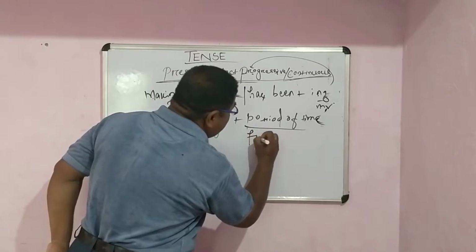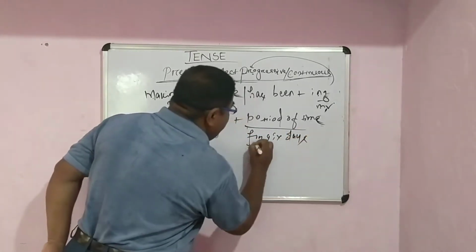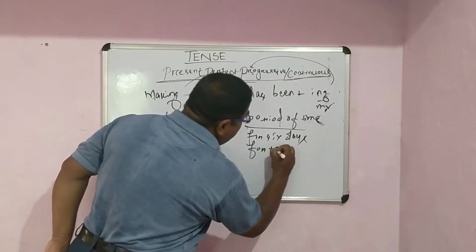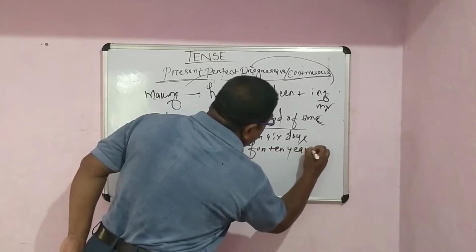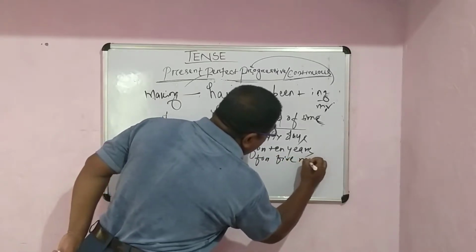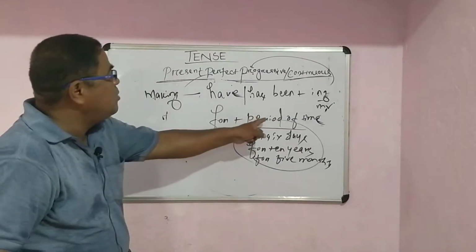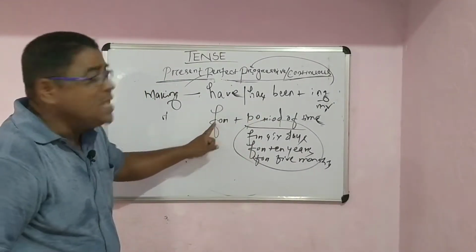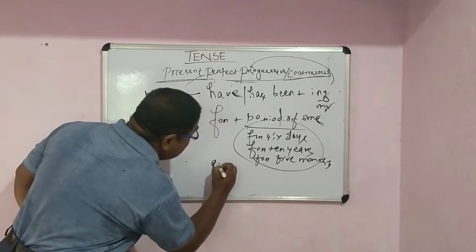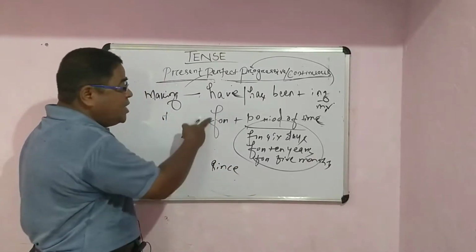If I say for 6 days, 6 days is a period. If I say for 10 years, 10 years is a period. For 5 months, 5 months is a period. So these are periods of time. This period of time goes with the preposition for. Another is since. For and since are the 2 important prepositions in English referring to time.